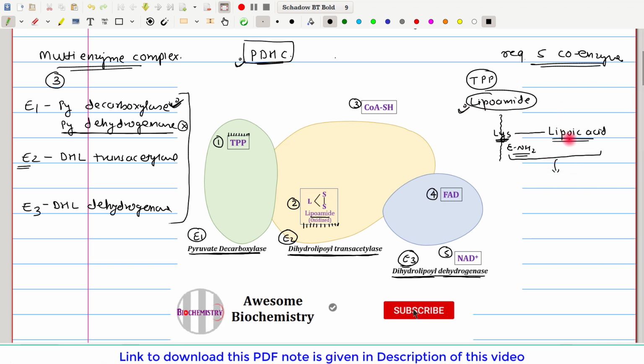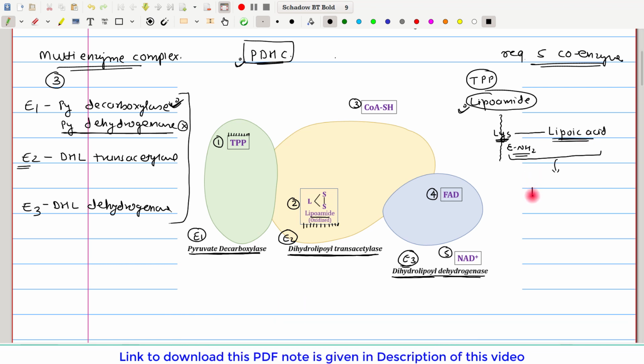And as I told you, lipoic acid is a sulfur-containing amino acid. This lipoic acid has two sulfur atoms, arranged like this. Now, in the native form of this enzyme, both sulfur atoms are bound with each other, so it looks like a disulfide bond. And this is the oxidized form of lipoamide, found in the native structure of this pyruvate dehydrogenase complex.